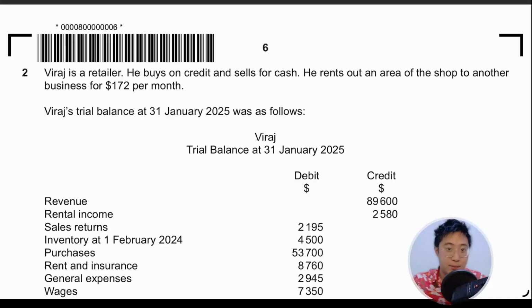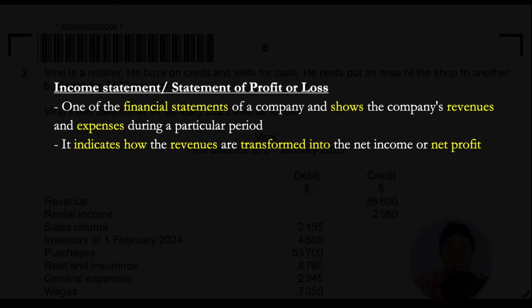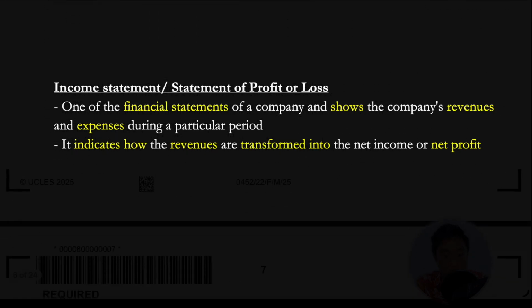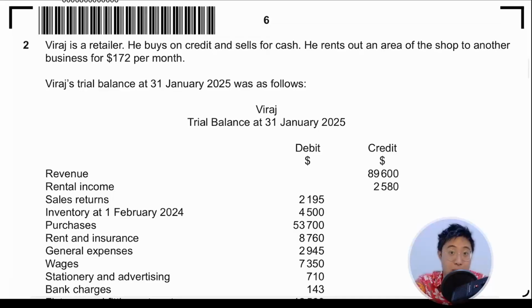Today we're going to do an income statement. I already read this question. This is the accounting paper 2025, February, March. Yep, February, March. There we go. Okay, and today we're going to do an income statement.